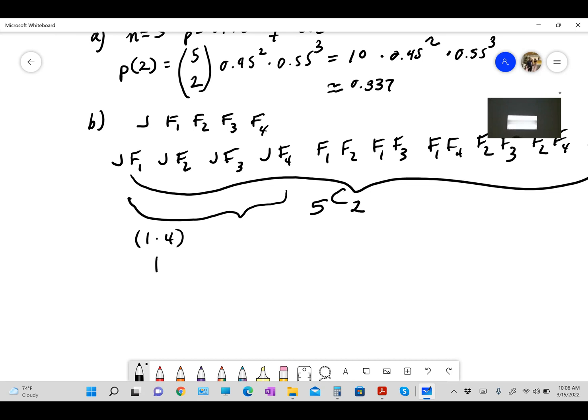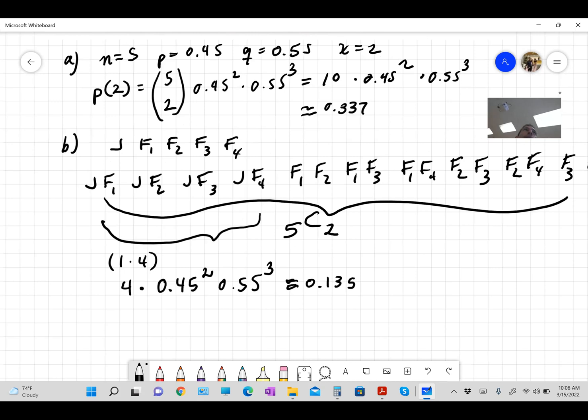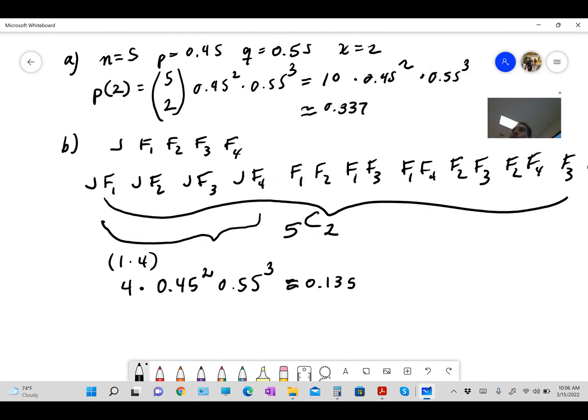So in essence, what you have is 4 times 0.45 to the second, 0.55 to the third instead of 10. And that comes out to approximately 0.135. That's it. That was that question. But the interesting part of this question is the discussion of the 5C2 and what it means. That's what this formula does for you automatically, so you don't have to spend your time figuring out how many different combinations of the results we have.